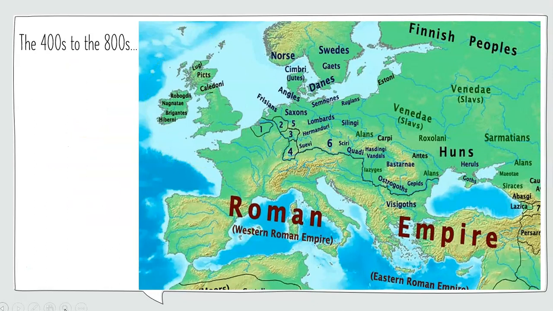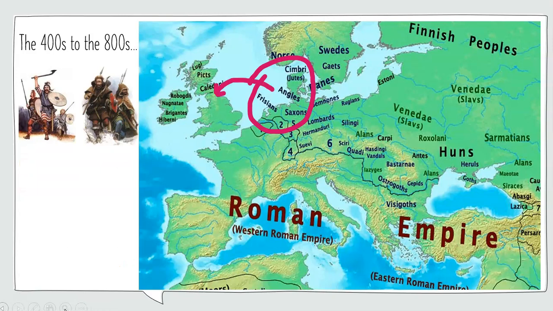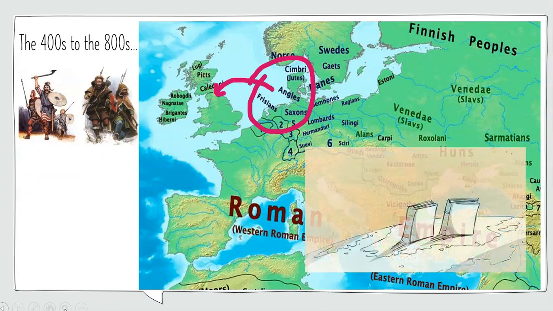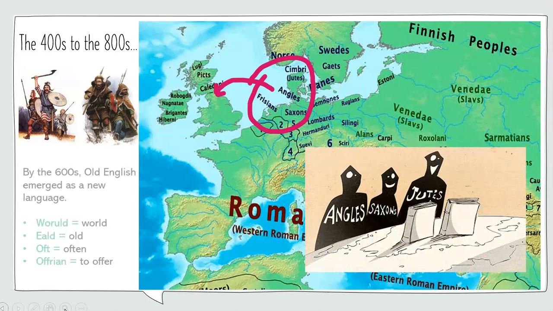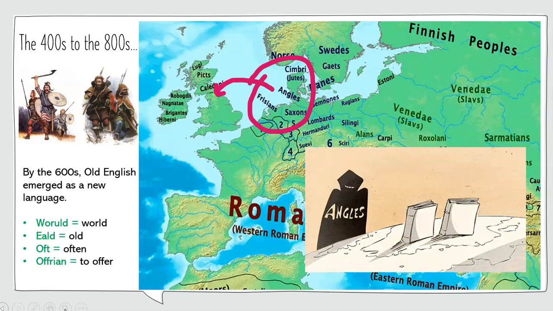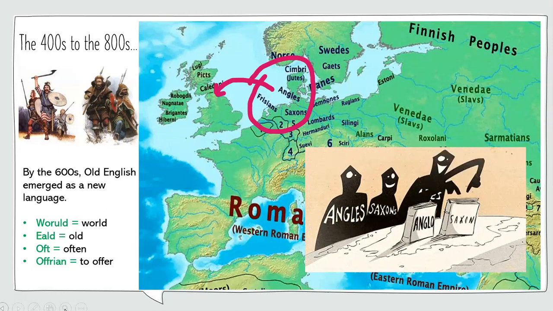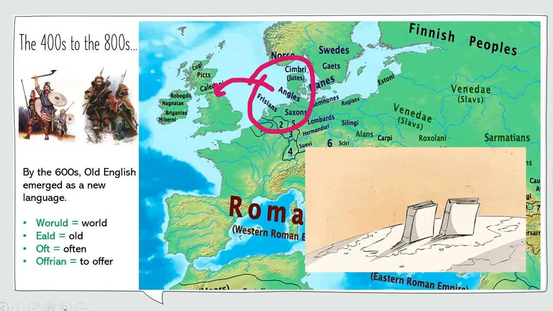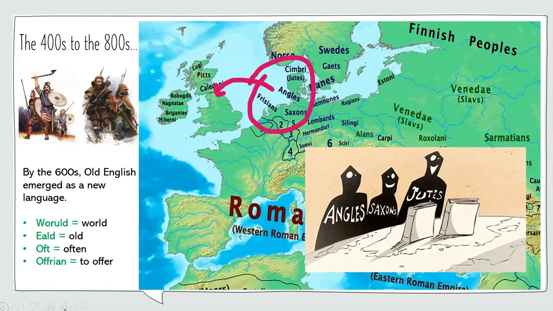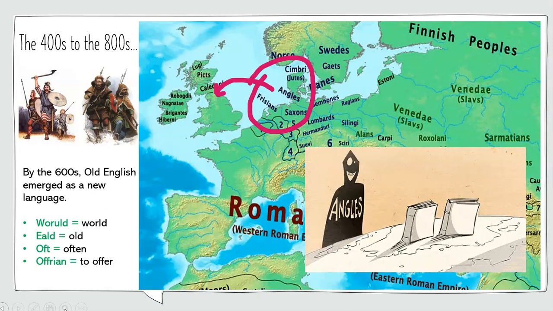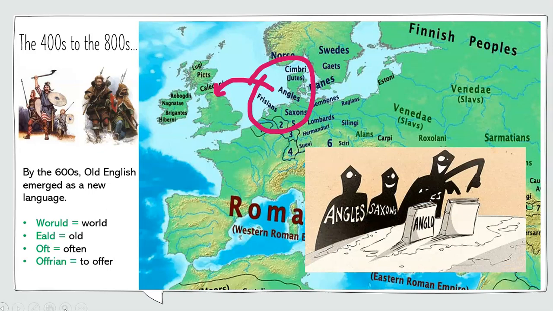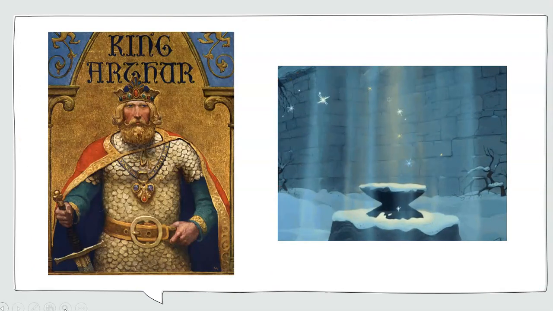Now, from the 400s to the 800s, we had a group of people from Western Europe, the Angles, the Saxons, and the Jutes, and this is them there. They moved over to Great Britain, and with them they brought their Germanic languages. So by the 600s, this meant that Old English had emerged as a new language. So words like world, meaning world, eelt, meaning old, oft, meaning often, and offrian, to offer, are all words that we can vaguely recognise today and were the start of what we know now as the English language. At this time, we had stories like King Arthur being written as well.